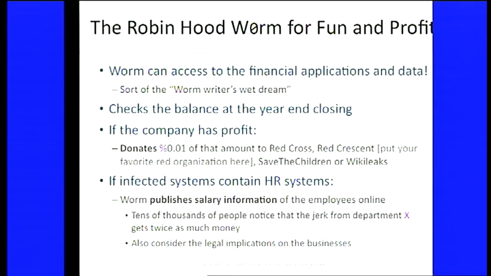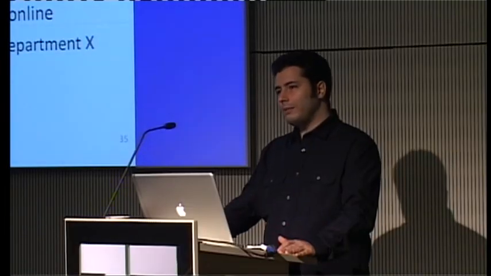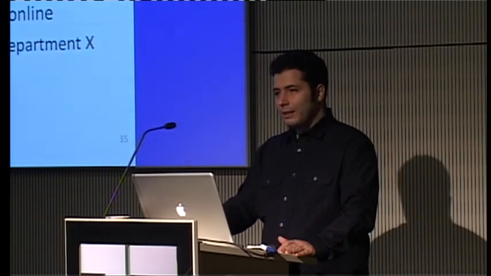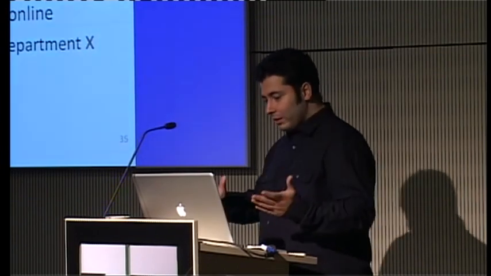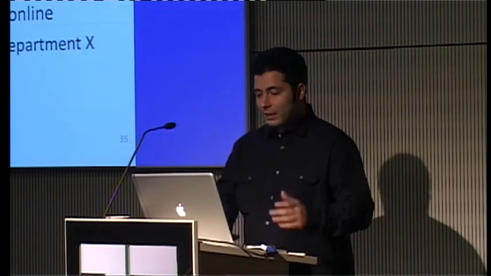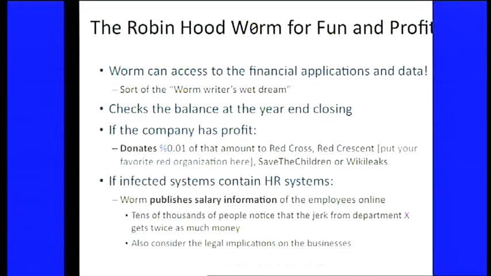Well, this worm, after infecting enough clients, can access the financial data of the companies. And for a worm writer, this is really like the wet dream. So what I thought about, and Alex Kornbrust also helped with the ideas, imagine a worm at the end of the financial year checks the balance of the company and says, hey, we made enough profit. So this worm donates like 0.1% of the profit of this company to the Red Cross, Red Crescent, I don't know, Save the Children, or Julian and WikiLeaks, so that WikiLeaks doesn't have any financial problems anymore.